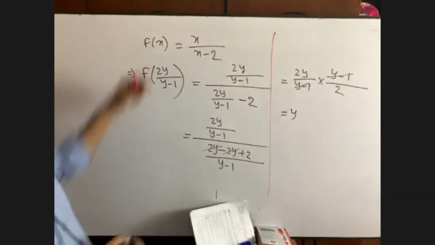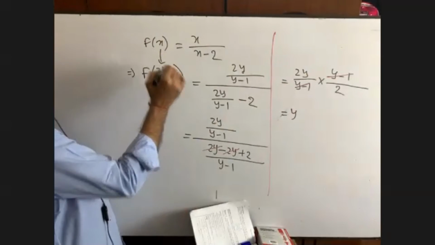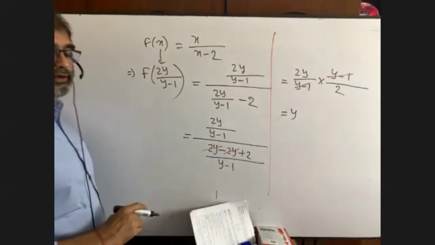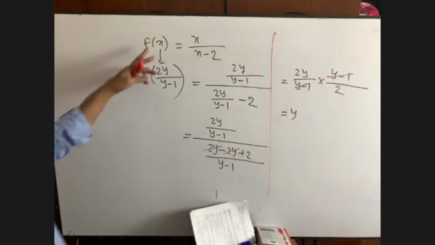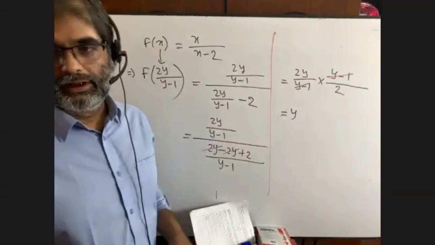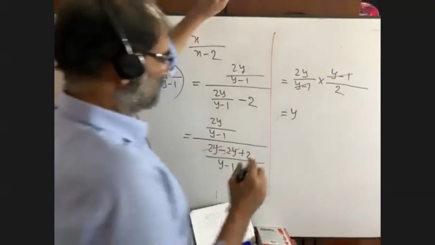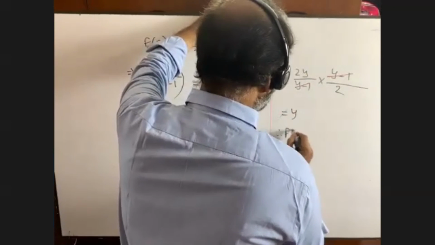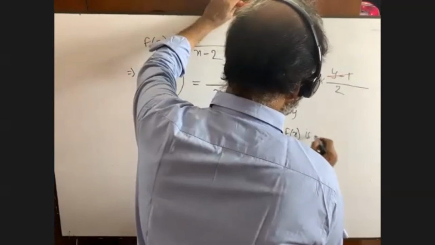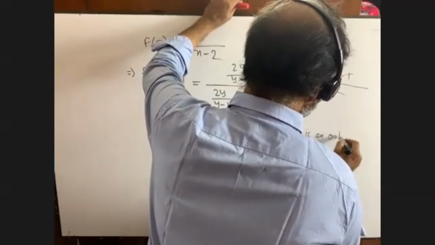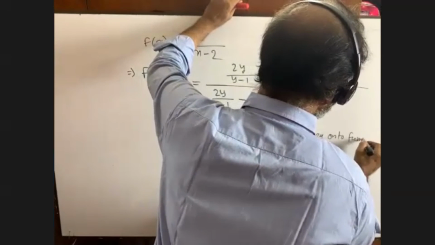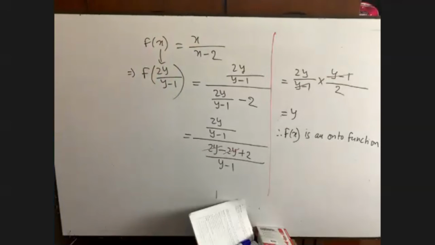What I told you, putting the value of x, if we get y, very interesting math, we never saw it, right? Putting the value of x, if we get y, then it is an onto function. Therefore, f(x) is an onto function. Okay?